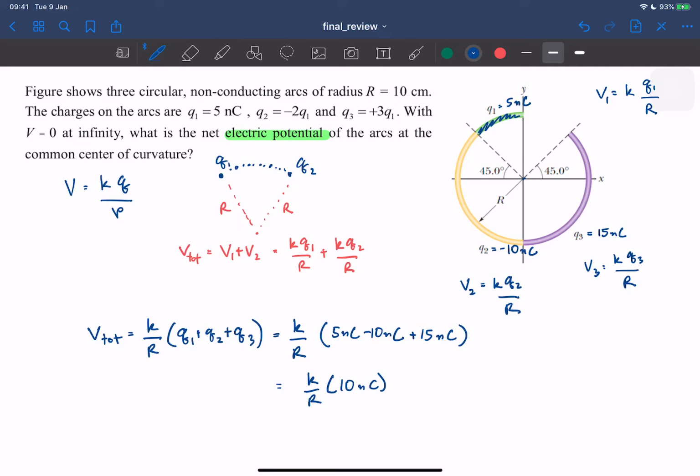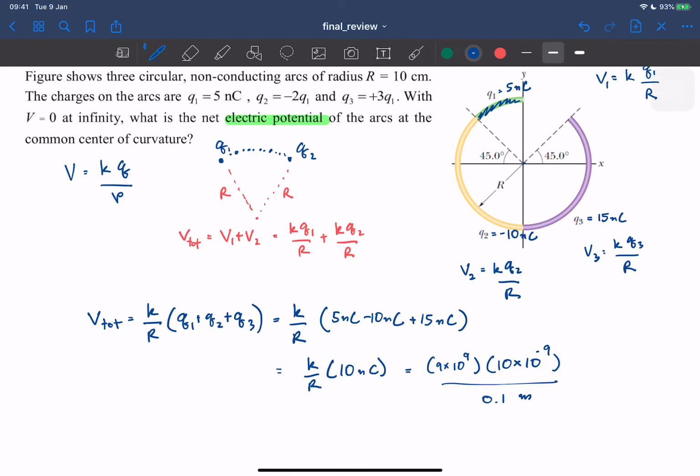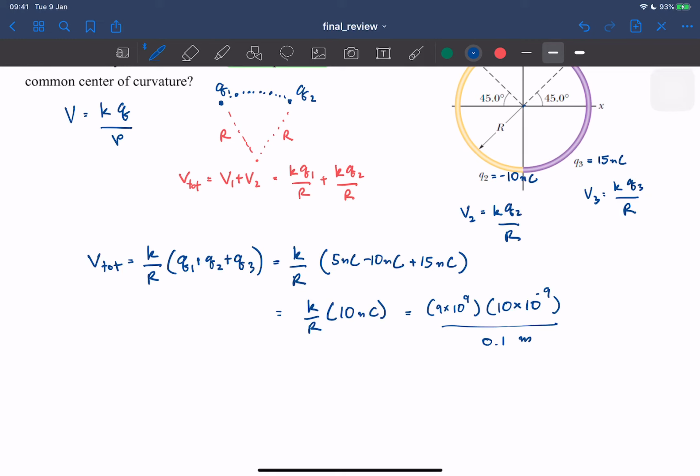Then you just put R equal to 10 centimeters. If during the exam you need to calculate the number, don't forget that you need to put everything in SI units. So the last step: K is 9 times 10 to the 9, times 10 times 10 to the minus 9, that's the nanocoulombs, and then divide by R, which is 0.1 meter. 10 centimeters is 0.1 meters. So you just use a calculator and then you can get the number here.